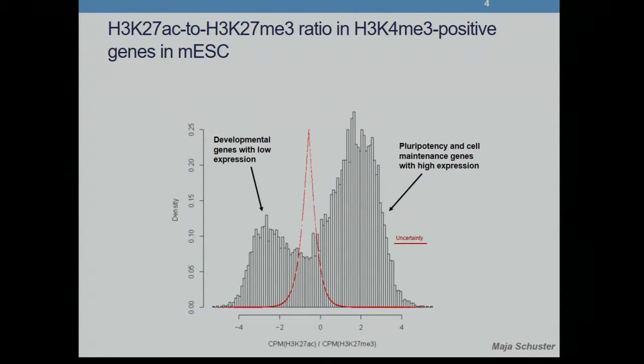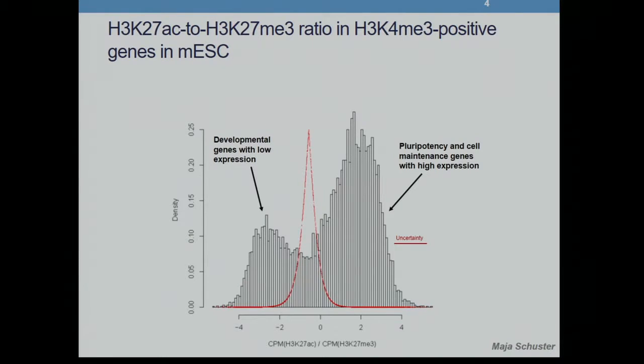So the starting point, just so that everybody knows, in pluripotent stem cells we have these bivalent promoters that have both H3K4 trimethyl and H3K27 trimethyl. So you have both active and inactive histone modifications on the promoter. And the idea is that these genes are poised, or are ready to become activated. And these are typically the developmental genes.